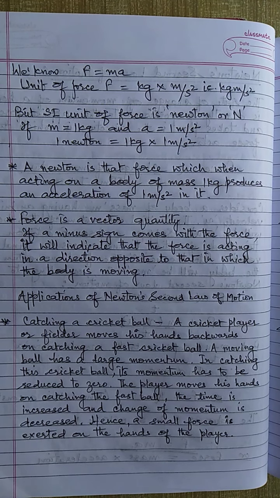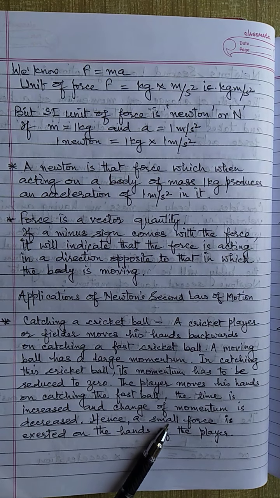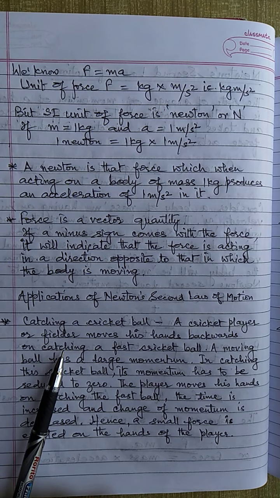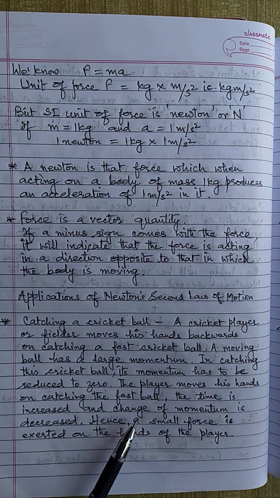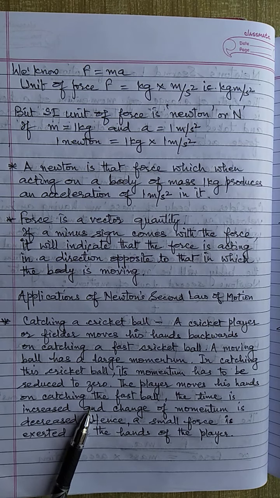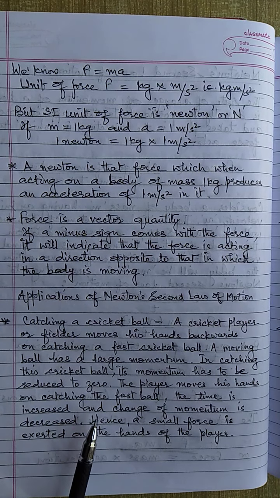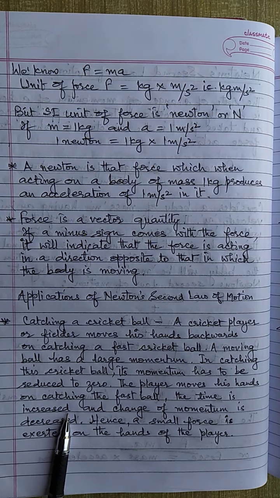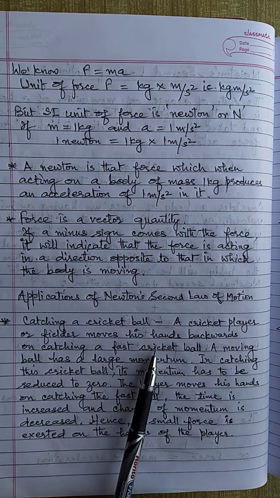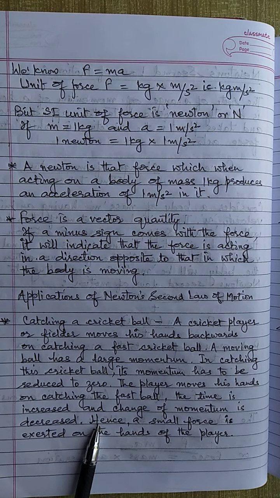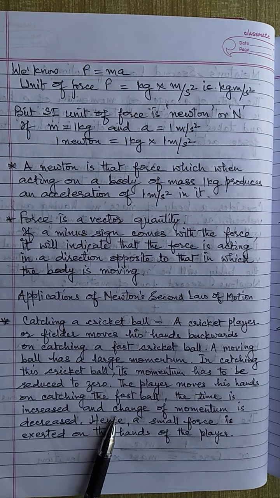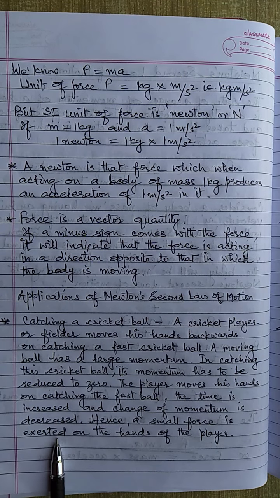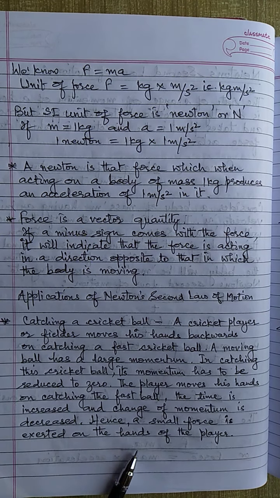If the fielder wants to decrease the force on his hands, then what he has to do is decrease the rate of change of momentum. To decrease the rate of change of momentum, he has to increase the time. So he moves his hands backward for some time. This drastically reduces the rate of change of momentum, hence a small force is exerted on the hands of the player.